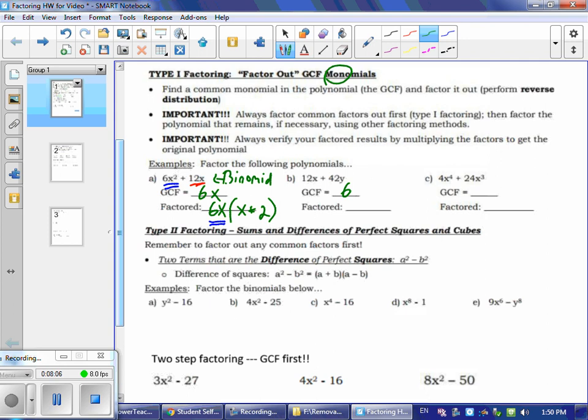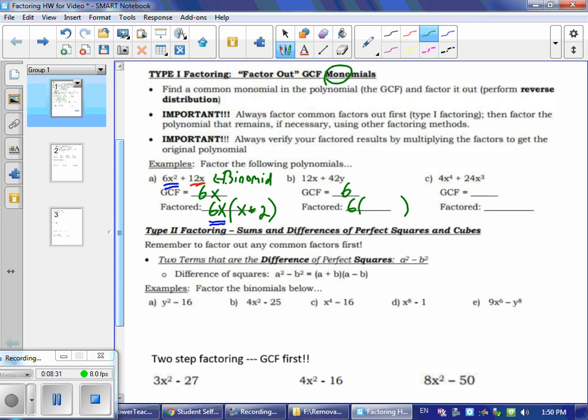One surefire way to know is once you factor it, if you look at what's left over inside your parentheses, if you still see a greatest common factor, you didn't take the biggest one out. Just take the greatest common factor out and then multiply it on the outside. So the greatest common factor of 12x plus 42y is 6. So 6 would go on the outside of the parentheses. I'll still have a binomial left over.